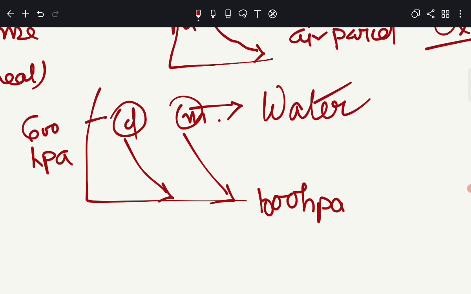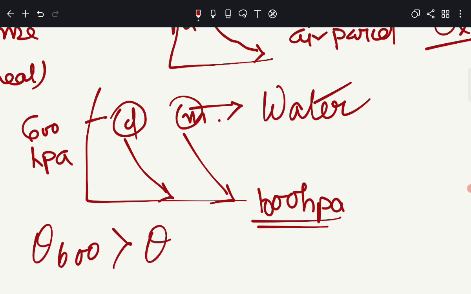Because if we have water in that air parcel, we're not talking about water vapor. So if you bring this down to a certain reference pressure level, due to the pressure change the temperature will change and theta will be something. As you know, theta 600 will be higher than theta 1000 or theta 800.